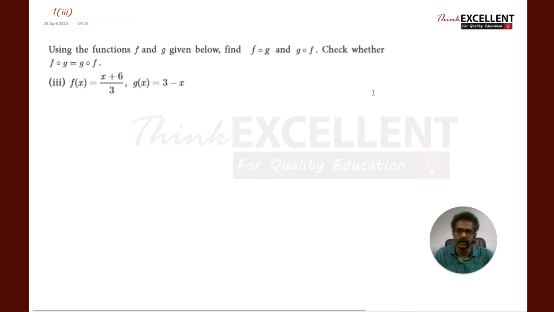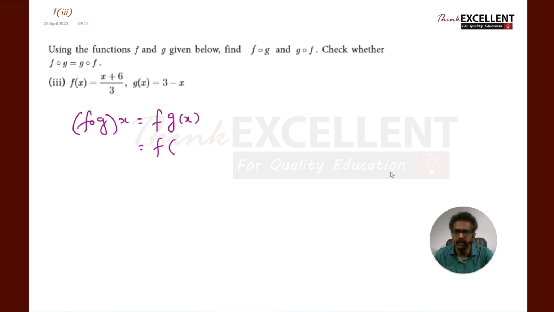Now we go for the next question. Look at this question. Here what they asked: using the functions F and G given below, again find F composition G, G composition F, and check whether F composition G is equal to G composition F. Similar question, so it's for you to practice one more question. Let us find F composition G here. For that, F composition G of X is F of G of X. That is F of, what is G of X? G of X is 3 minus X, right?